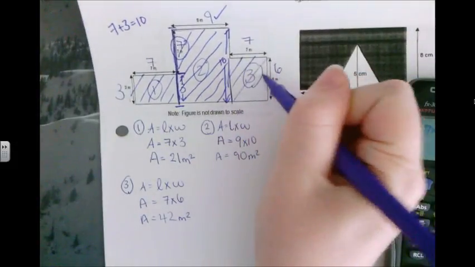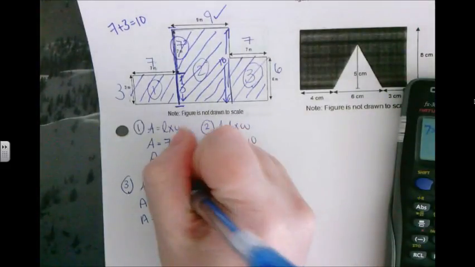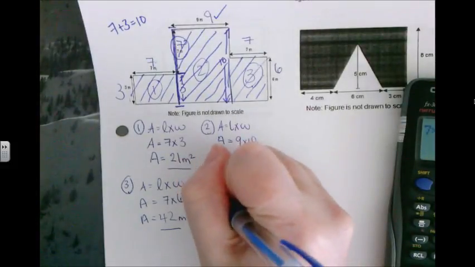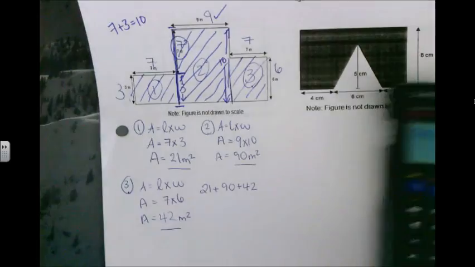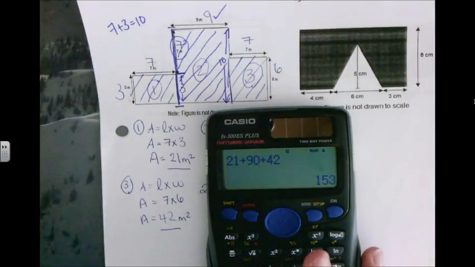The final thing I have to do: the answer is supposed to be the total area. So the total would be, you take each of these, the 21, 90, and 42, and you add them up. So 21 plus 90 plus 42. Again, you are allowed to use your calculator. You don't want to make any mistakes. So 21 plus 90 plus 42 equals 153.